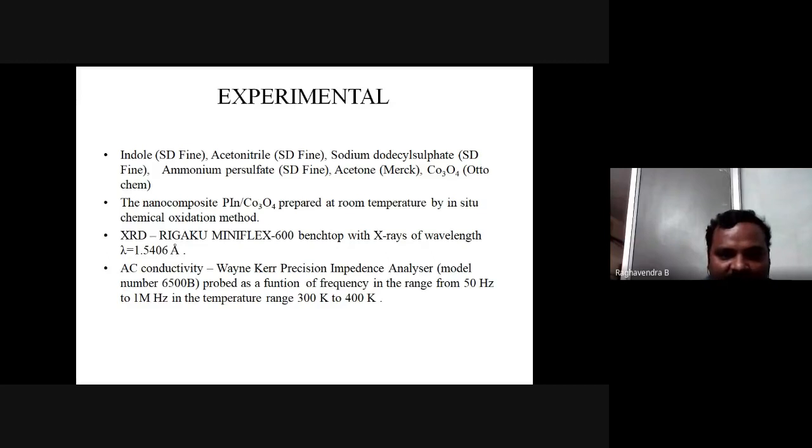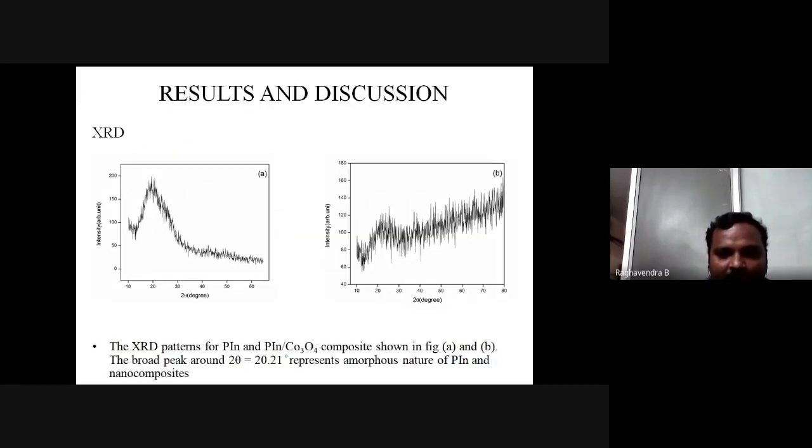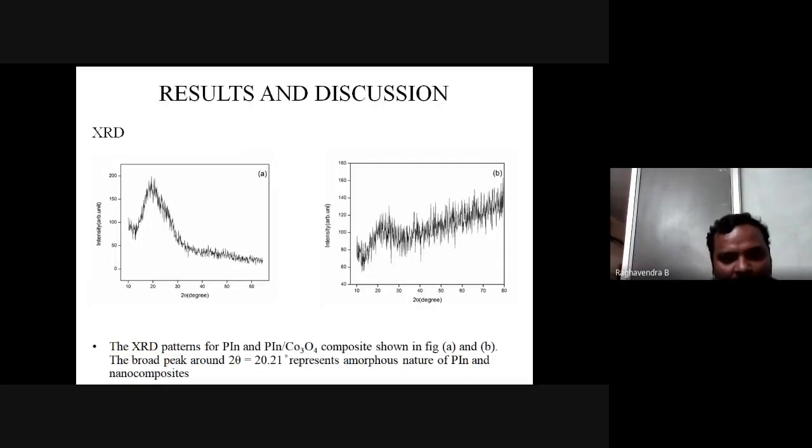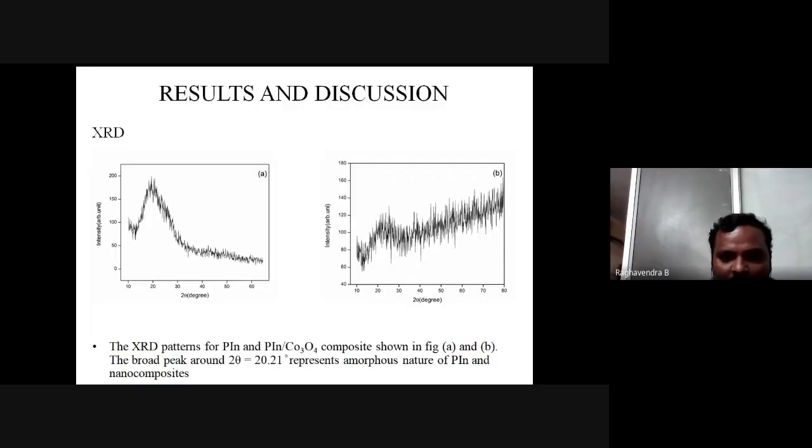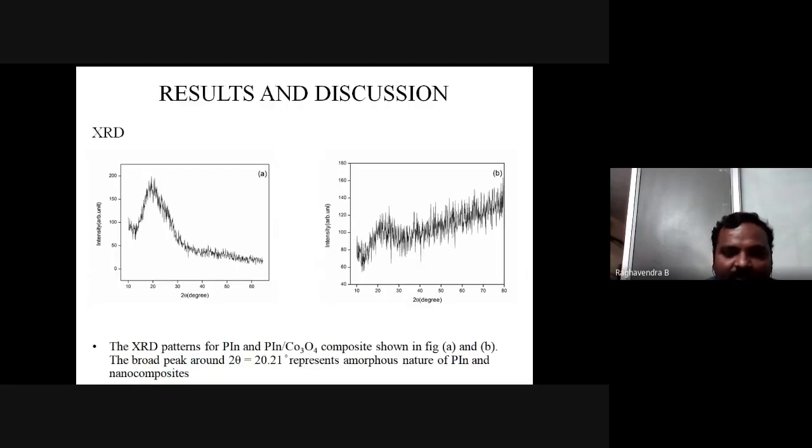So these are the XRD patterns of polyindole and polyindole Co3O4 composite. The first figure corresponds to the pure polyindole, and the second figure corresponds to the polyindole Co3O4 composite. You can observe here a broad peak at 21.21 degree. That represents the amorphous nature of polyindole. So therefore, the obtained product is amorphous in nature.